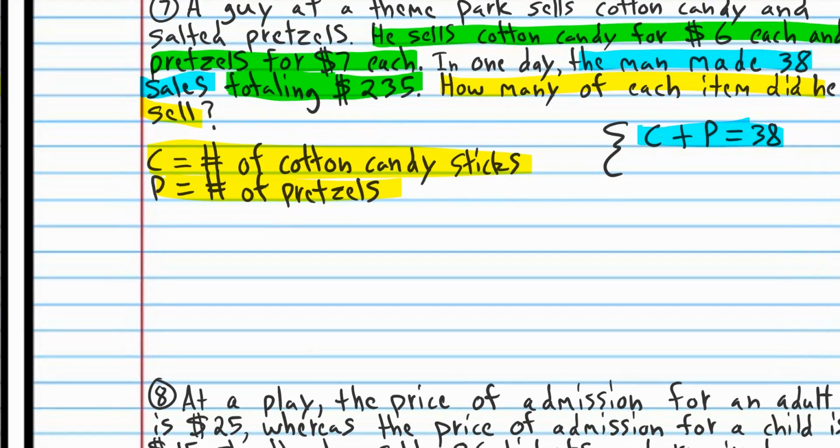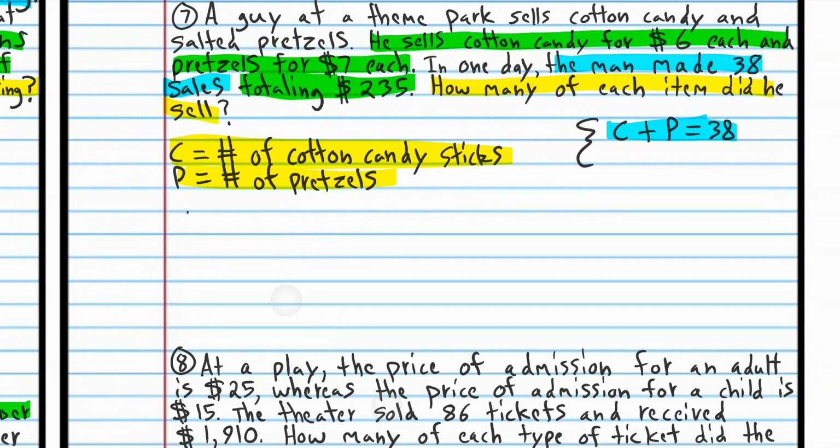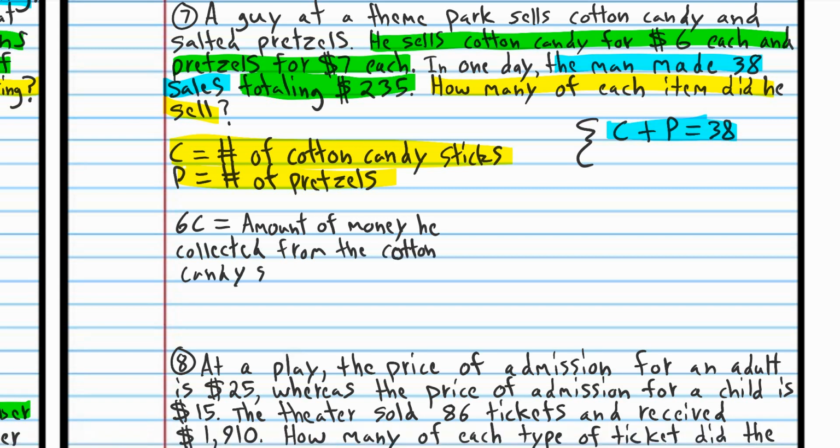So to explain this, I'm going to write 6 times C is the amount of money he collected from the cotton candy sales. And that's because C is the number of cotton candy sticks that he sells. And obviously, if he sells cotton candy sticks for $6 each, you take 6 and multiply it by C. Remember, when you put a number next to a letter, that's multiplication.